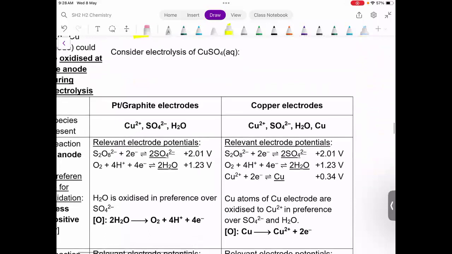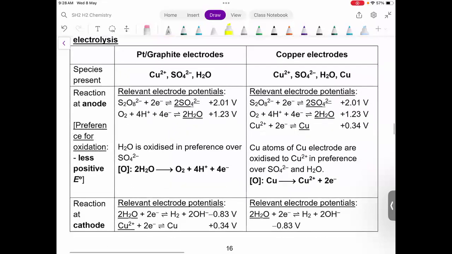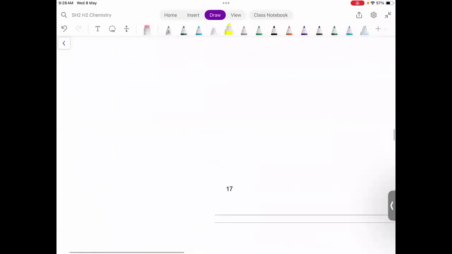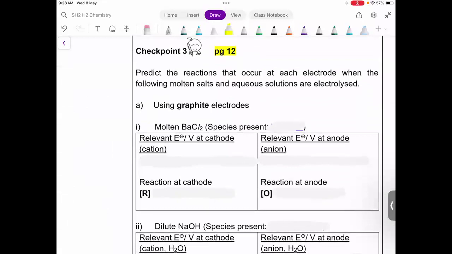So this one is given to you as an example. Do you need me to bring you through? If not, let's look at the next checkpoint. Okay, let's go on to the next checkpoint now. Page 12. 3 minutes. Are you able to finish? First part got answer already? How come?